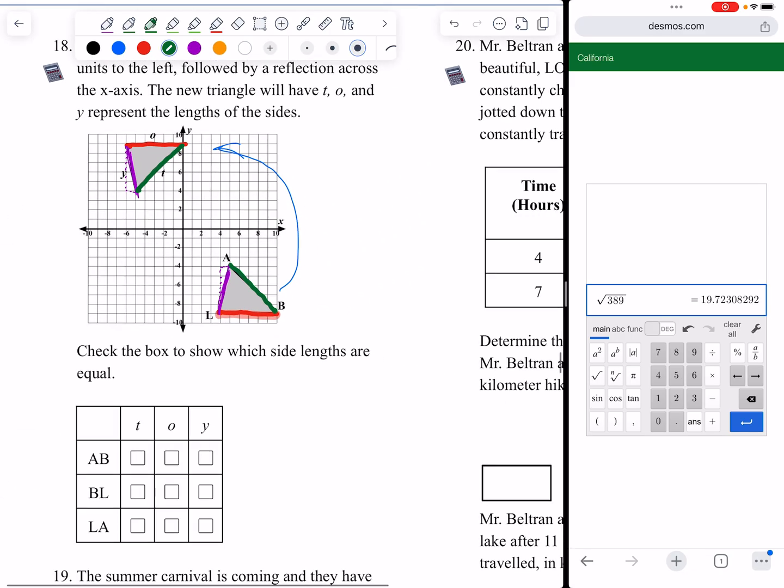All right, so now it's just matching. So AB was green, that goes with T. BL is red, that goes with O. And LA was purple, which goes with Y.